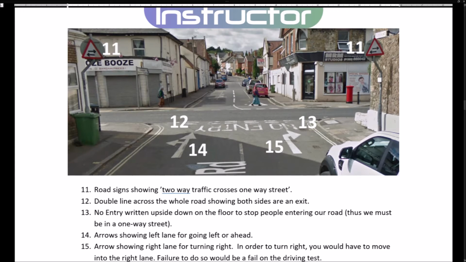13. No entries written upside down on the floor to stop people entering our road. Thus, we must be in a one-way street. 14. Arrows showing a left lane for going left or ahead. 15. Arrow showing right lane for turning right. In order to turn right, you would have to move into the right lane. Failure to do so would be a fail on the driving test.